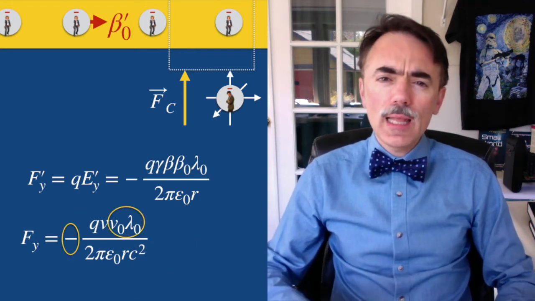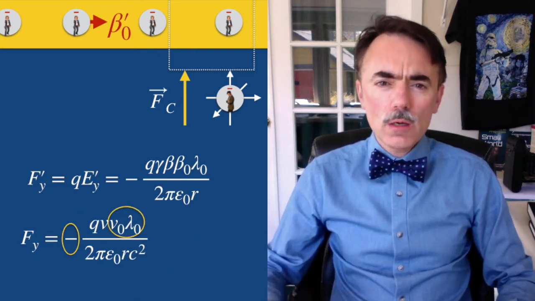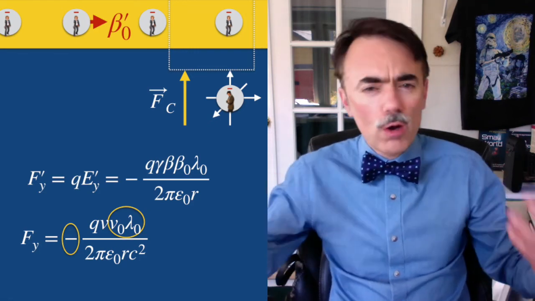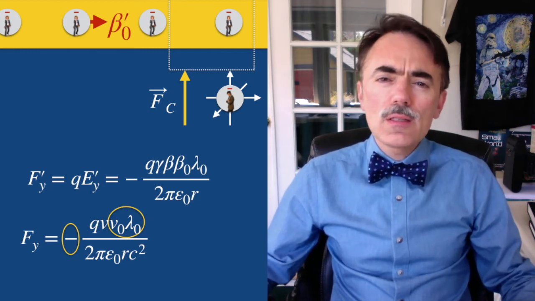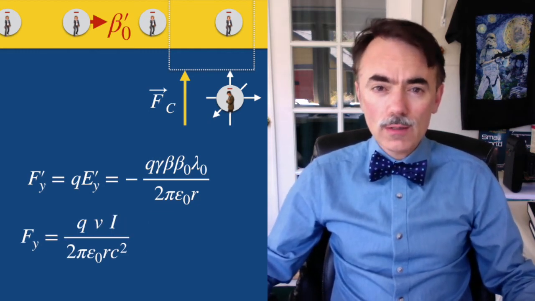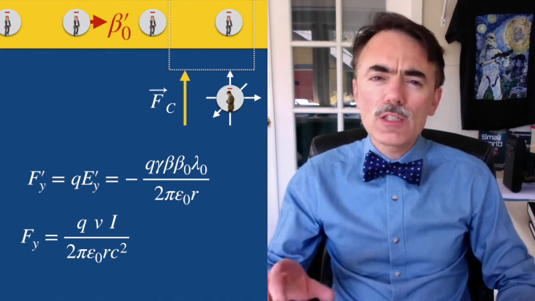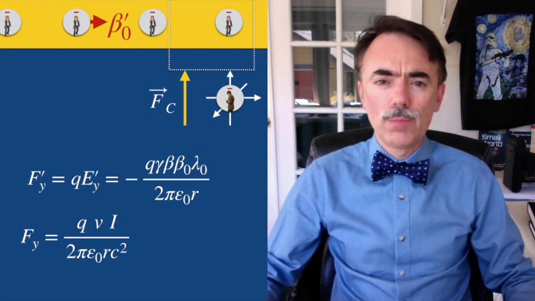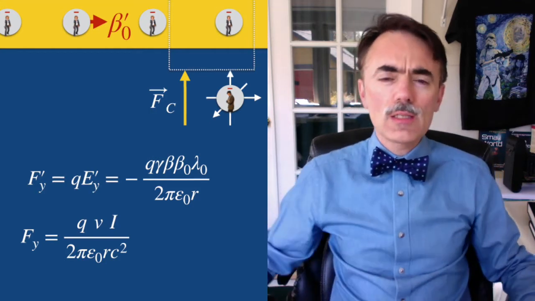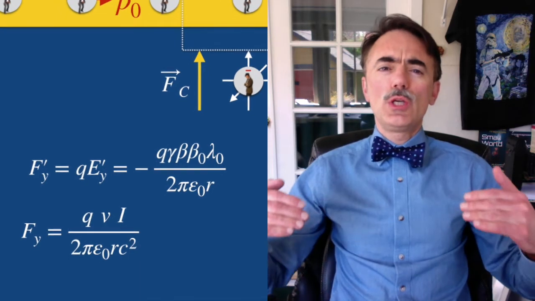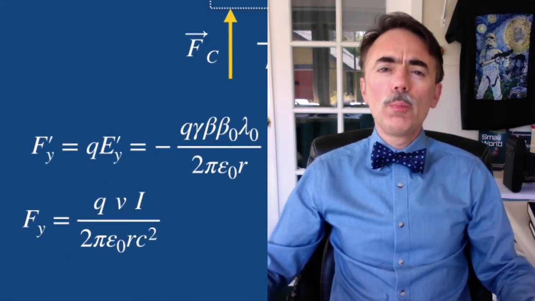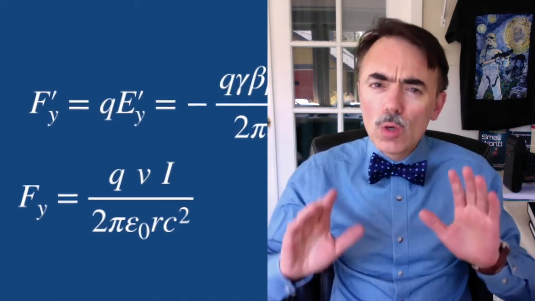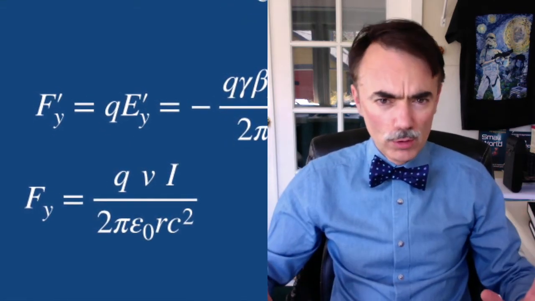But it happens that lambda naught times minus beta naught is the charge density times the velocity of the drifting electrons. This is the definition of electric current. Remember that beta naught was the velocity of the electrons and the current is opposite to that. That's why the negative sign. So we can rewrite all this as F sub y equals Q V I over 2 pi epsilon naught r c squared. Again, this is Coulomb's force, the force due to the electric field.